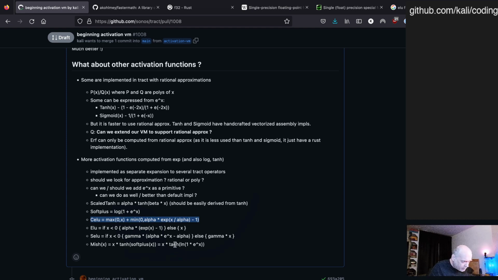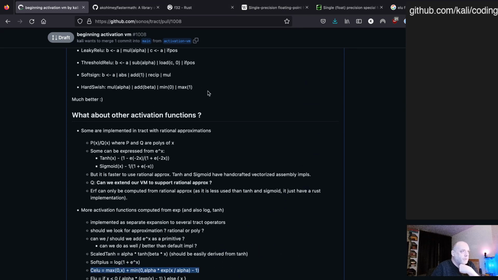And Mish is absolutely terrible. I mean, x times Tanh of log of exponential. Come on, for something which basically has the same shape as HardSwish. It's just crazy. Anyway, I'm going to stop for today.